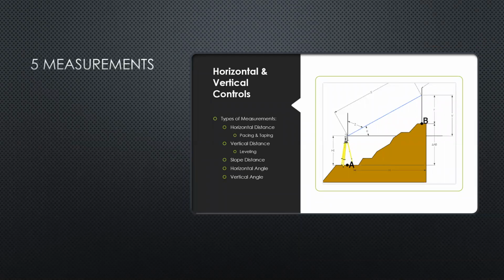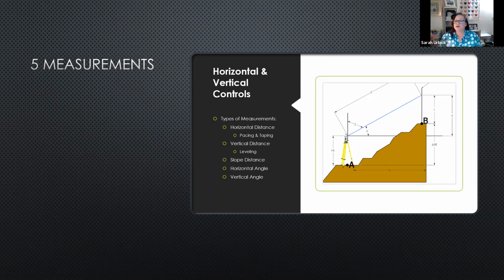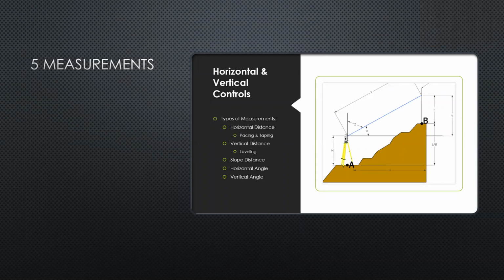This slide from the third class that we had kind of went over what those horizontal and vertical components were. Horizontal distances: pacing, taping, how we get those controls. How we get the vertical controls: leveling, differential leveling, working our way up a hill, the slope distance. So keep the slope distance in mind. We're going to come back to that and talk about it in a little bit. And then the horizontal angle from left to right, vertical angle up and down. That's how we define what we're looking at, okay?